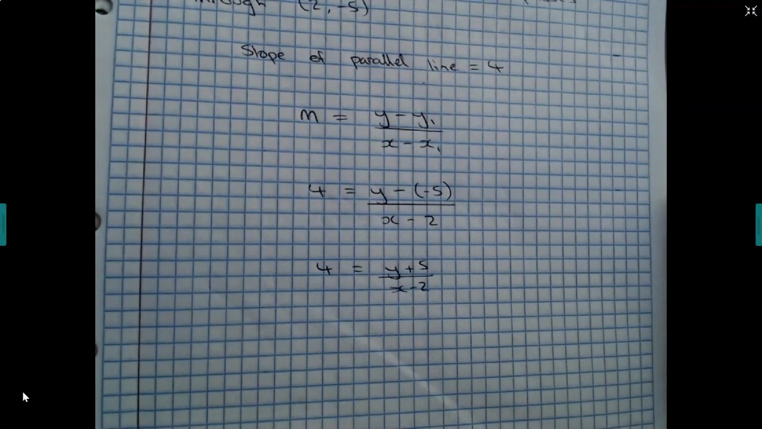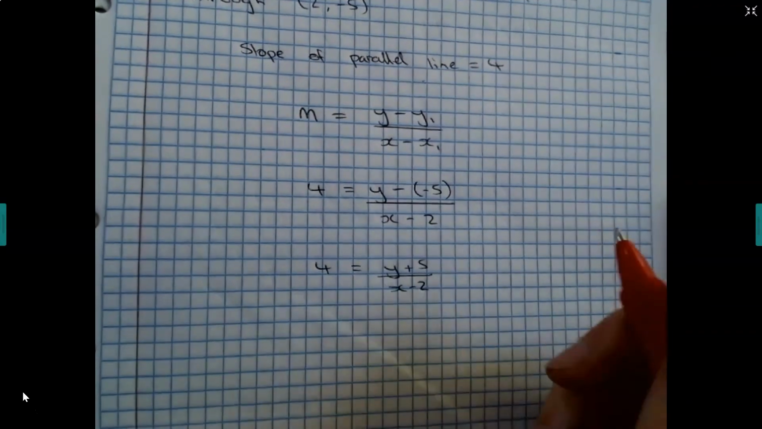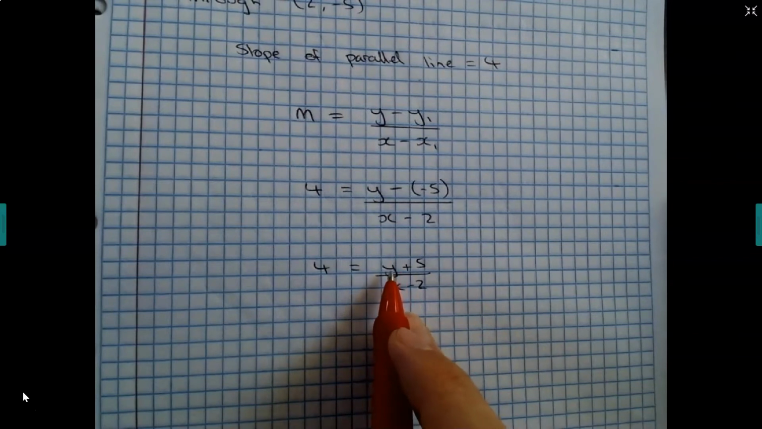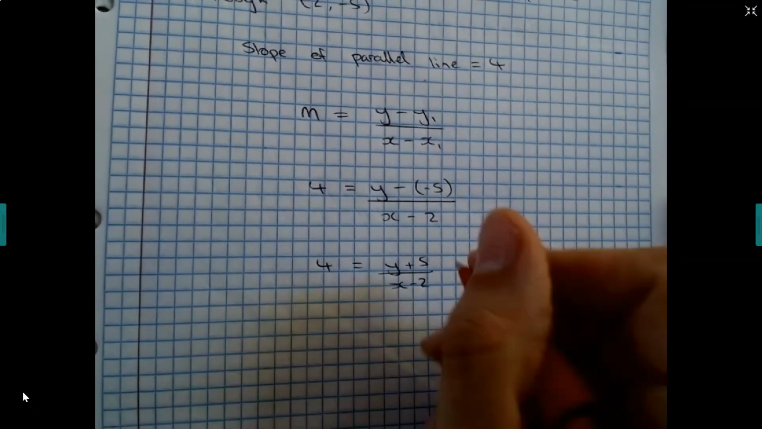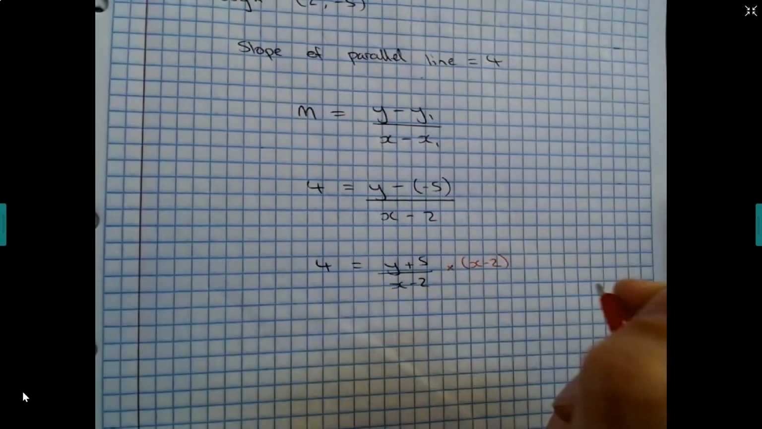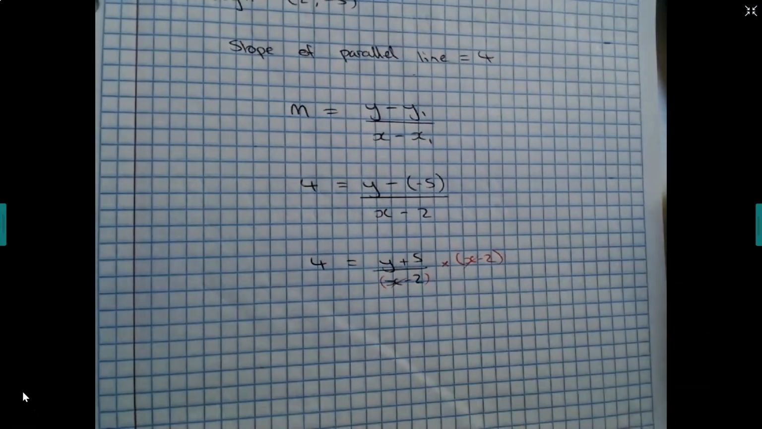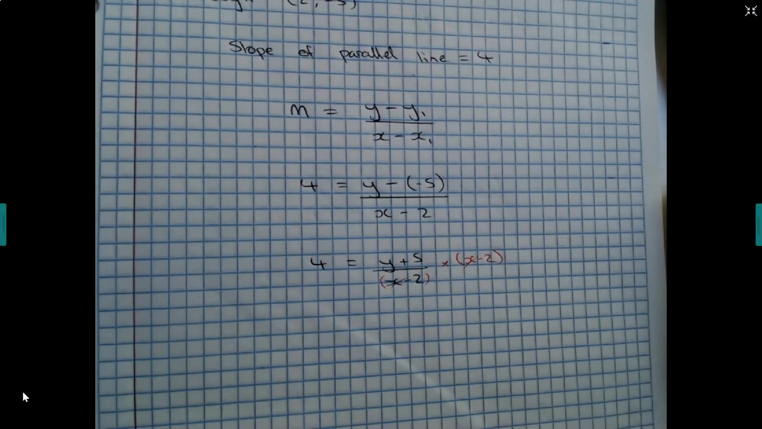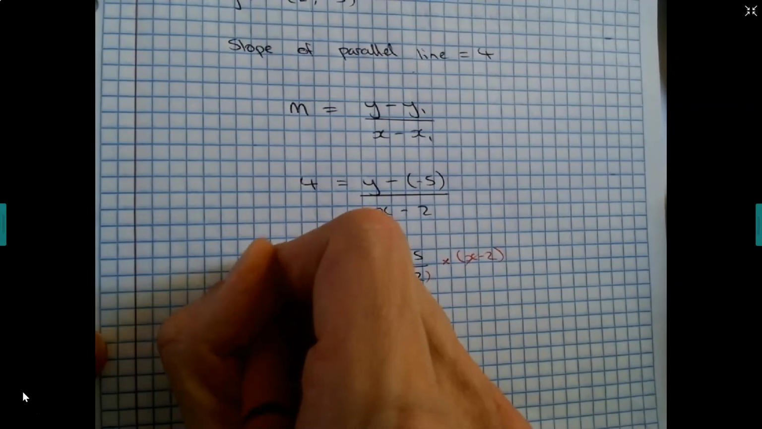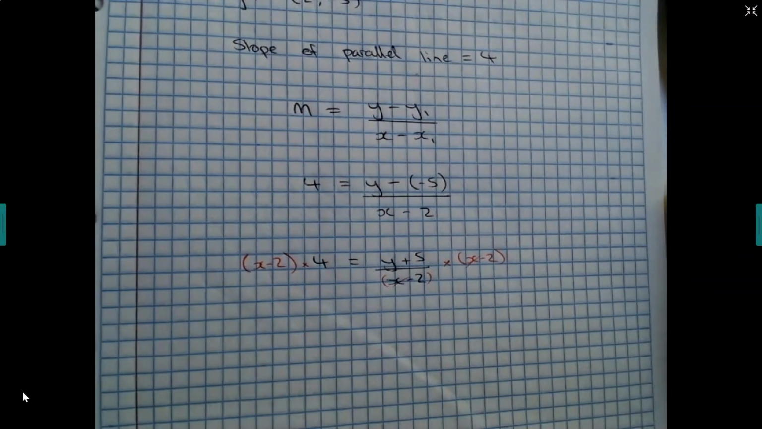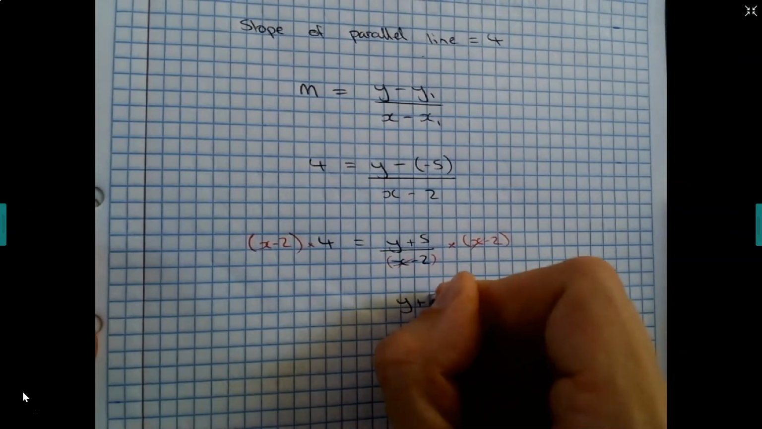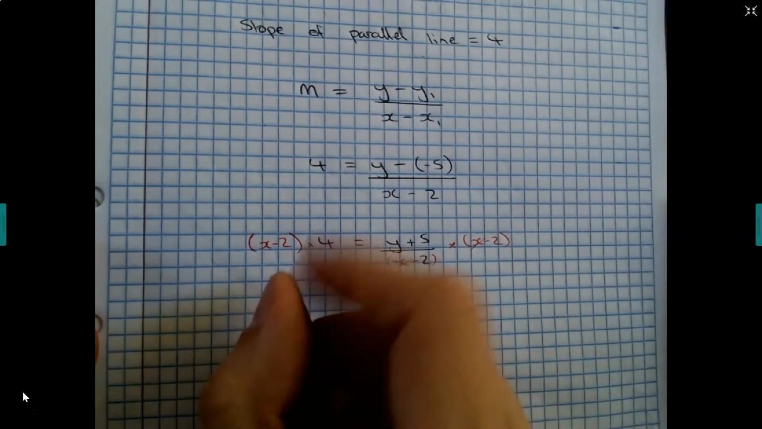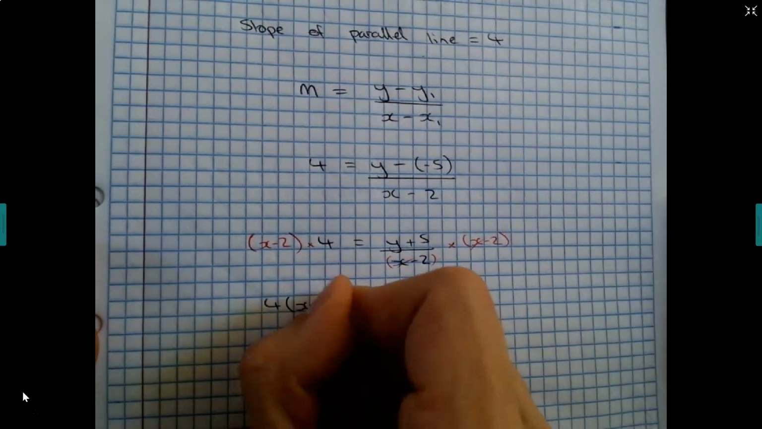Now this was the step that I think a few people weren't 100% sure about before. We're trying to get the y all by itself. So let's get rid of this x minus 2 on the bottom. So if I multiply this side by x minus 2, those are going to cancel out. But I can't just multiply one side by x minus 2, I have to multiply the other side as well. So I'm also going to multiply this side by x minus 2. So what am I going to be left with here? I'm going to be left with y plus 5, and on this side, I'm going to be left with 4 by x minus 2.